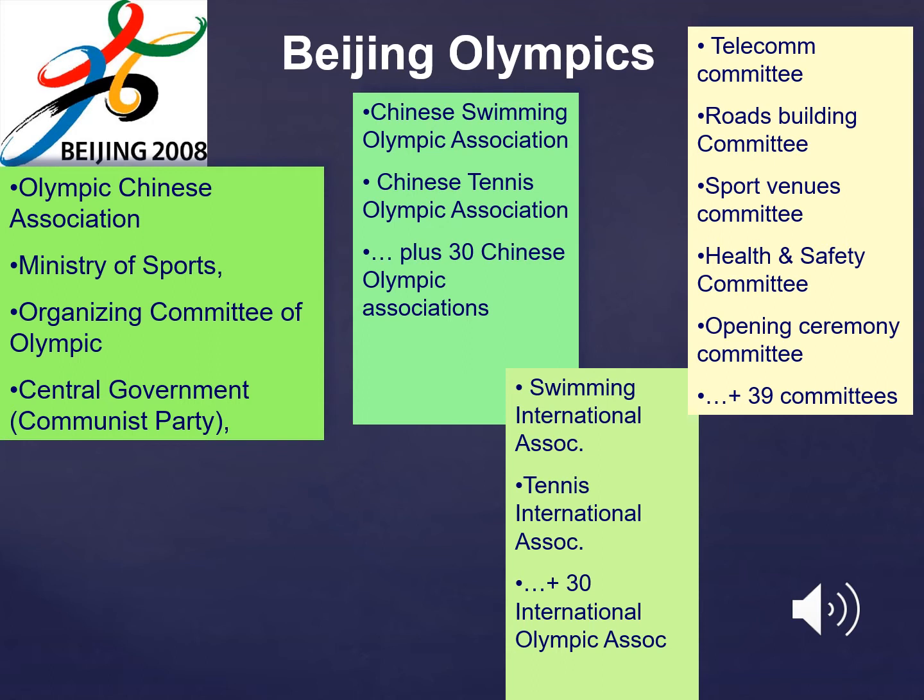Plus, we have the specific sub-projects that will develop or be in charge of a specific infrastructure of the Olympic Games, such as telecommunications, roads and buildings, sport venues, the health and safety committee, and the opening ceremony sub-project. So the key point, as I mentioned here, is the integration of all those sub-projects, which have too many different stakeholders.